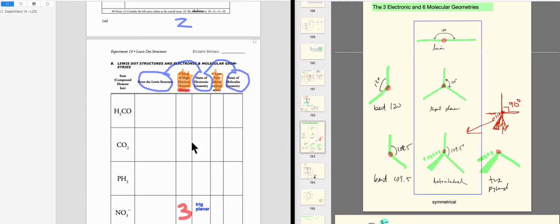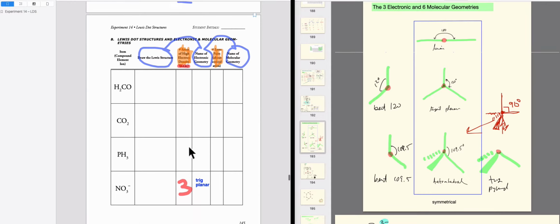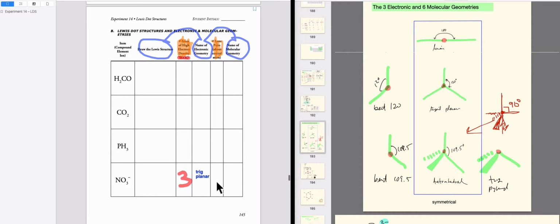So water is not shaped like a boomerang. I mean, it's not flat like a pancake. Okay? It's got a shape. Water is actually shaped like a tetrahedral. At least the electronic geometry is a tetrahedral. Okay. Now, let's continue on. So how many lone pairs about this one? 0. So let me put this, 0.